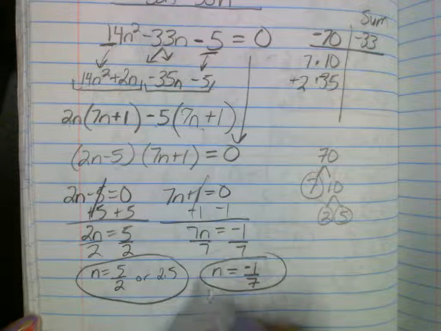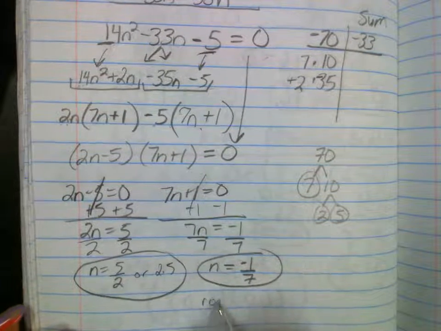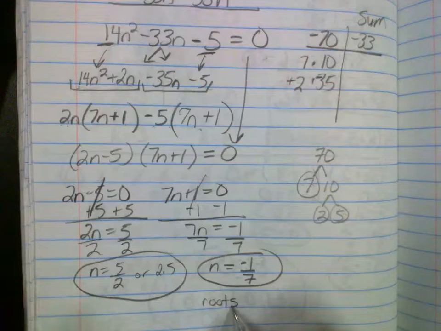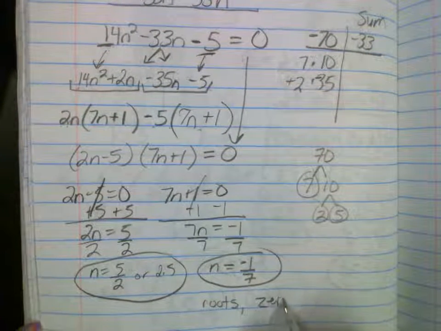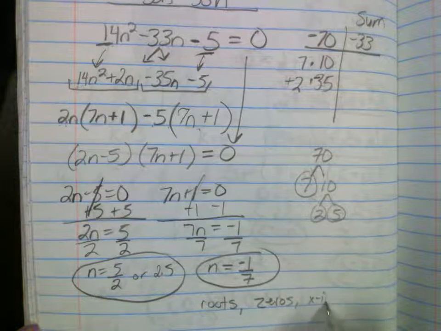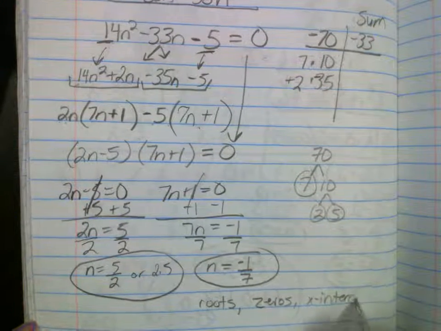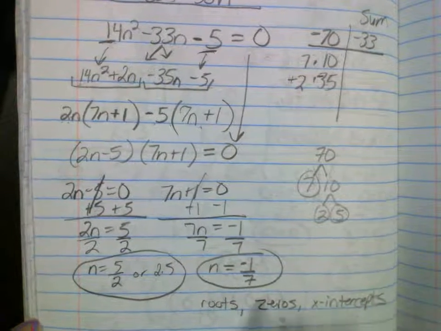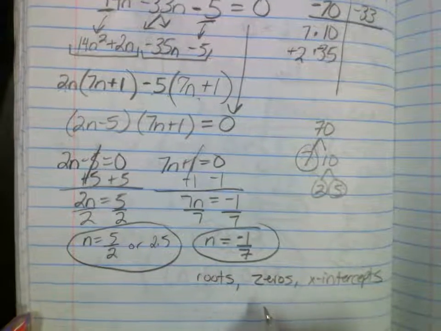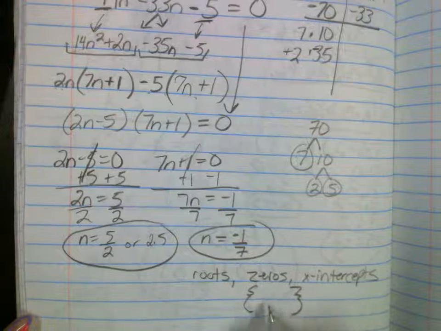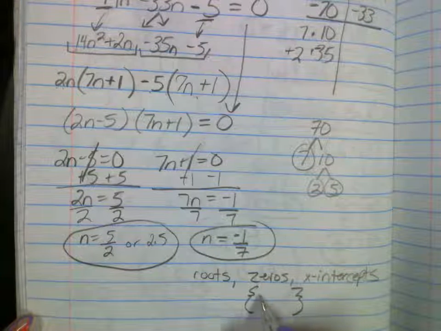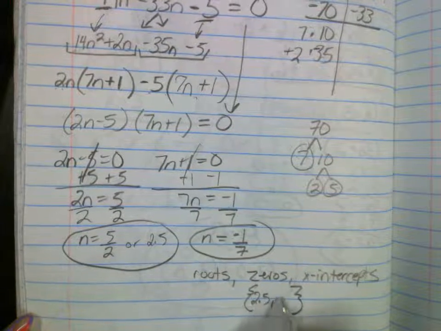So how do I write my answer? They could actually define roots. What's another word for roots? Zeros or x-intercepts. And we're getting ready to write. There's 2 different ways to write it. What's one of the ways? Brackets. The brackets listed, make a list. What are the 2 numbers? 2.5 and then negative 1 over 7.